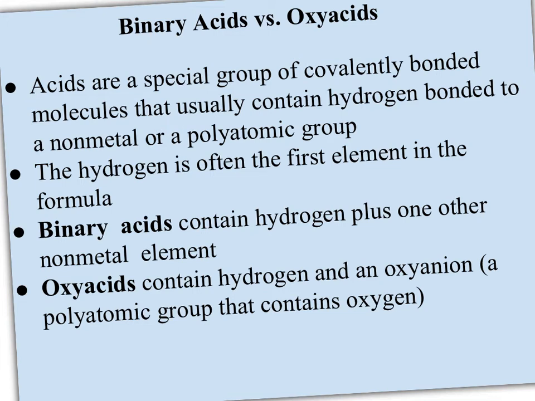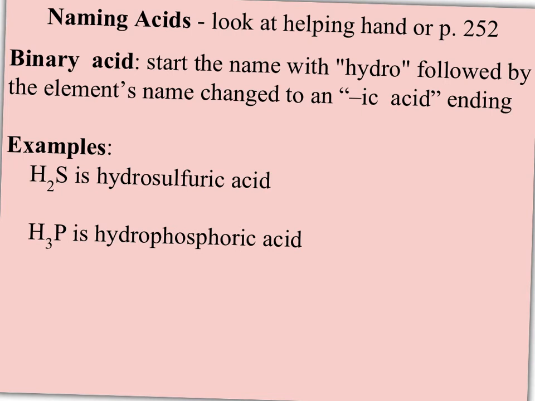Two types of acids are binary acids, which contain hydrogen and then just one other nonmetal element, or oxyacids, which is hydrogen bonded to a polyatomic group, and it happens to be a polyatomic group with oxygen in it. If you look at your polyatomic chart, most polyatomic groups do have oxygen in them. So how do we name these? Well, we name these a little bit differently so you know they're acids. In fact, the word acid is always the end of their name.